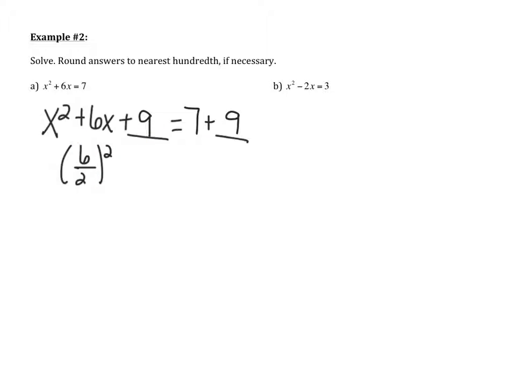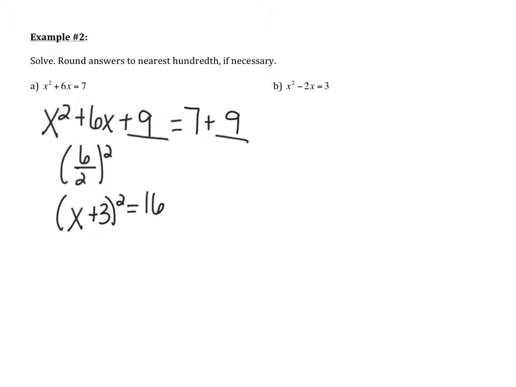So remember, in parentheses, the number that you put here will be the number that you got after you divided by 2. So 6 divided by 2 is 3, so I'd have (x + 3)². That basically means that 3 times 3 is 9, 3 plus 3 is 6. So when I have (x + 3)(x + 3), I just simplify it to (x + 3)². And that would be equal to 7 plus 9 is 16.